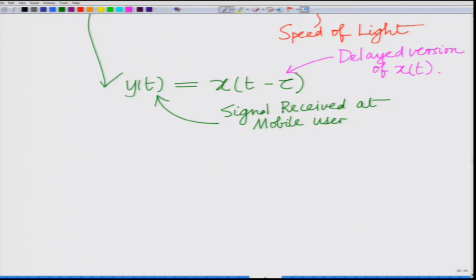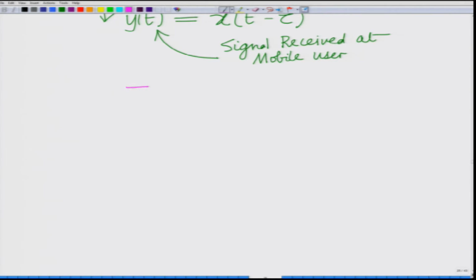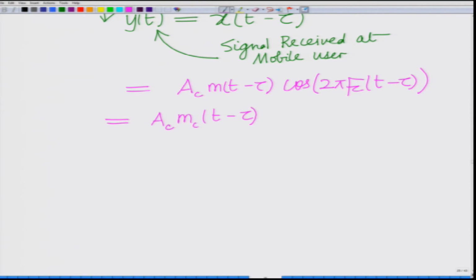Naturally, the signal x(t − τ) implies the signal x(t) delayed by τ, and therefore the signal y(t), if we substitute for x(t), is A_c, of course A_c is a constant, m(t − τ) cosine 2π f_c (t − τ), which equals A_c m(t − τ) cosine(2π f_c t − 2π f_c τ).